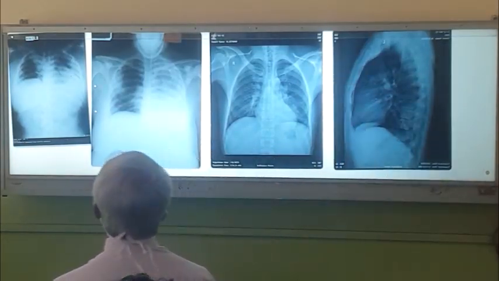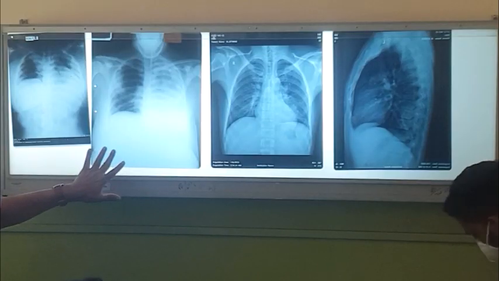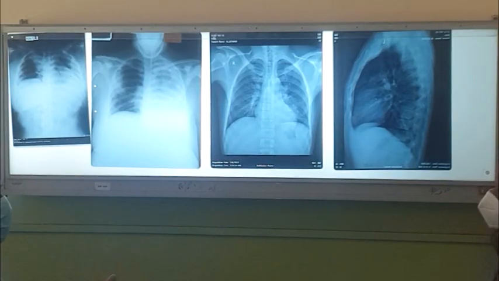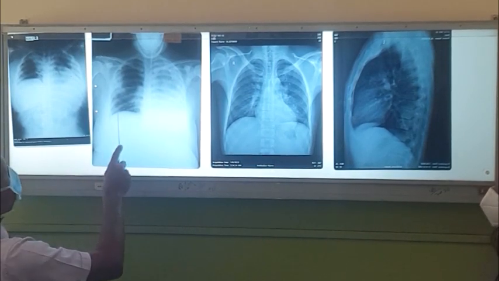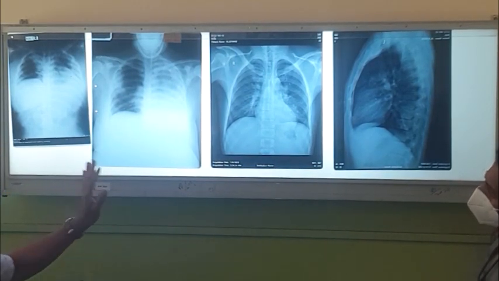If you look at this X-ray, in the ICU you can't do PA films. You are supposed to do AP film. When you do AP films, the patient is keeping the hands like this, so you will see overlapping of the scapula there. So it's an AP film.